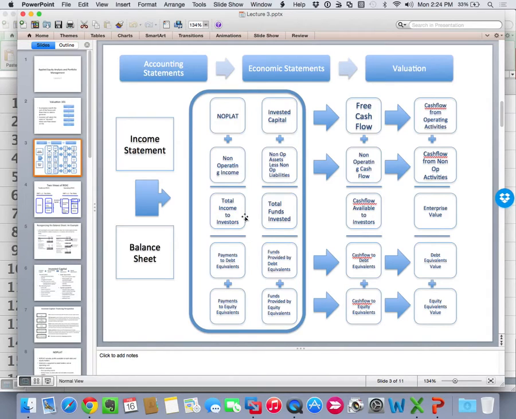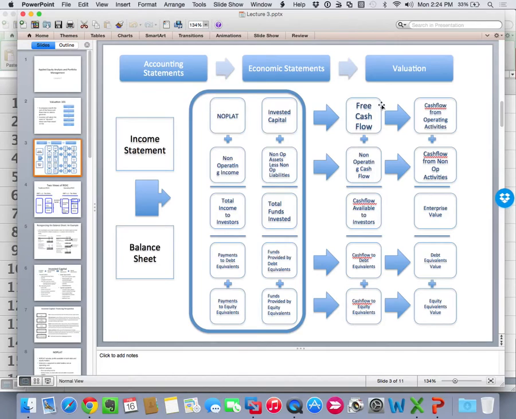So back to this. Free cash flow and cash flow is a third statement called CFI. CFI is a byproduct of the first two statements. So I do the first two statements, doesn't matter which one I do first, but I do both those statements, and then I create my statement of cash flow.